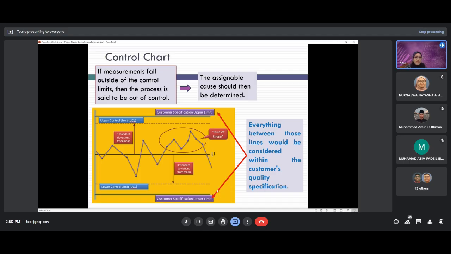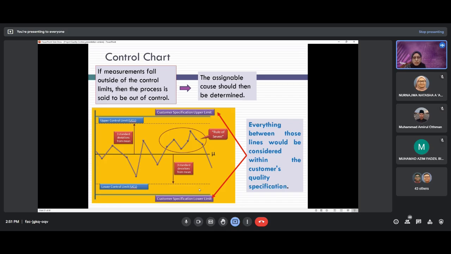So it depends on the customer. Sometimes the customers are too strict and they want to have a customer specification as well. Okay, but your upper limit and lower limit must be in between the upper limit of the customer and the lower limit of the customer specification.